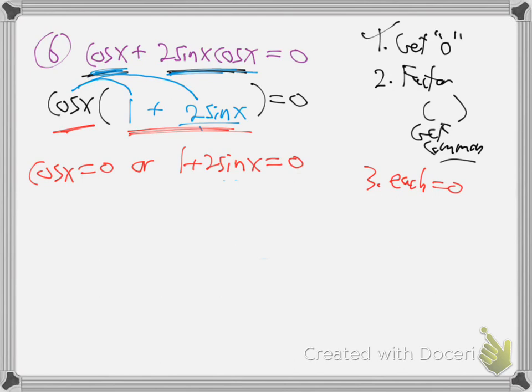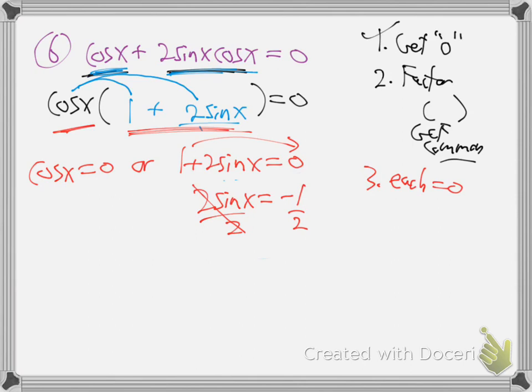This time it's got a variable, so we've got to go to the unit circle. He says, go to the unit circle, find where I'm 0. Let's finish the sine first. So move the 1 over. 2 sine is negative 1, divide by 2. Boom. So go to the unit circle, find where the cosine is 0, find where the sine is negative a half.